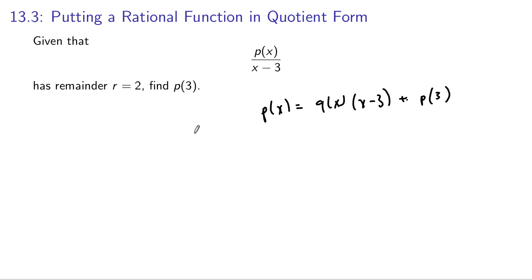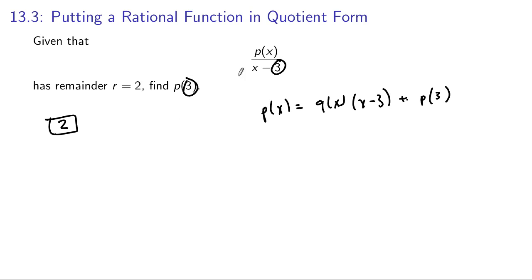So p of 3 would be what's left over when we divide p of x by x minus 3. This is just the polynomial p of x in quotient form. We know what's left over because we're told it has a remainder of 2, so the answer is 2. So this is almost like a trick question.